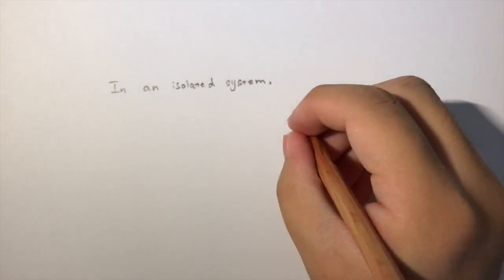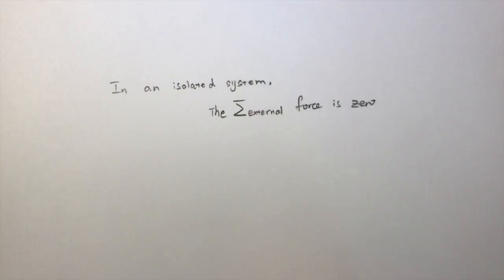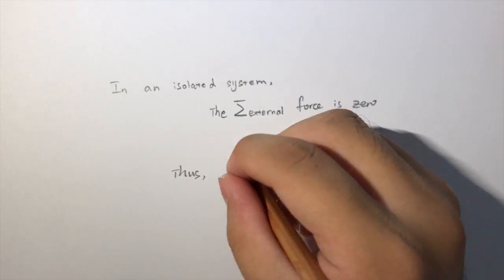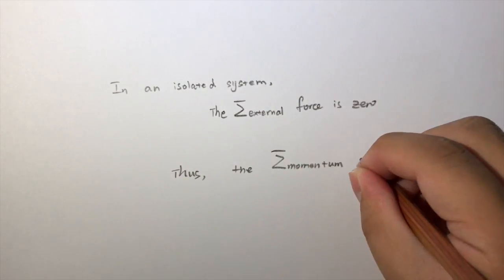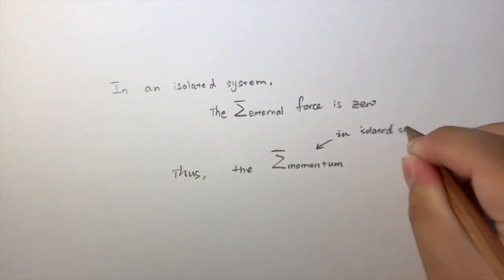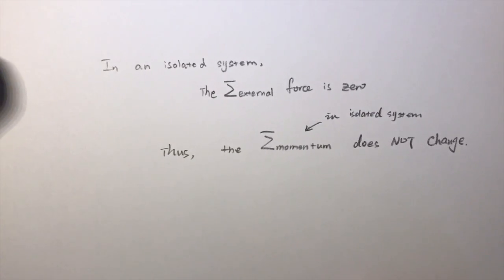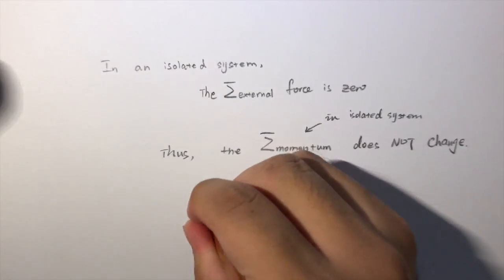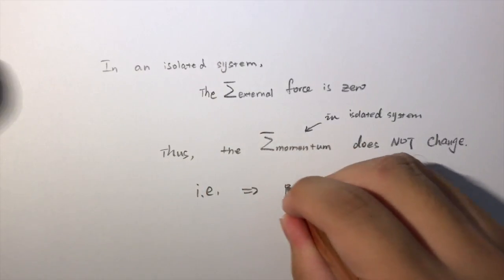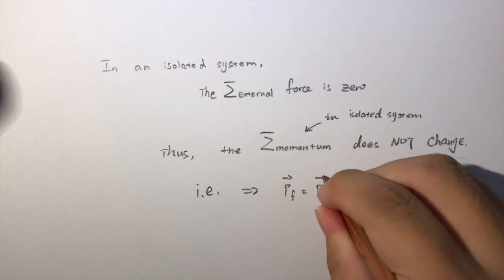In an isolated system, the sum of external forces is 0, so the sum of momentum does not change. In addition, we can use a formula to describe this: P final is equal to P initial.